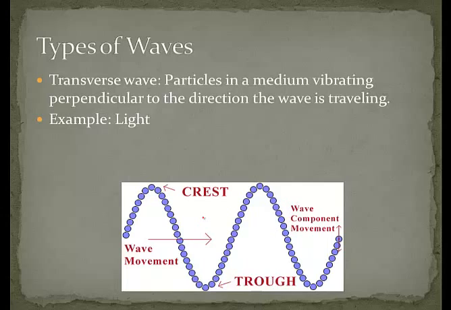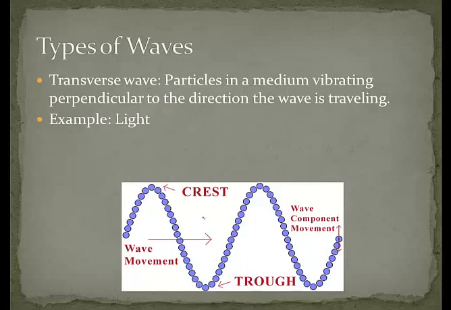A transverse wave is a wave in which the particles are vibrating perpendicular to the direction that the wave is traveling. This is what you most commonly think of with an ocean wave. An ocean wave is a transverse wave. The peak of the wave, the crest, and the bottom of the wave, the trough, are traveling in a direction perpendicular, up and down, to the way the wave is traveling.